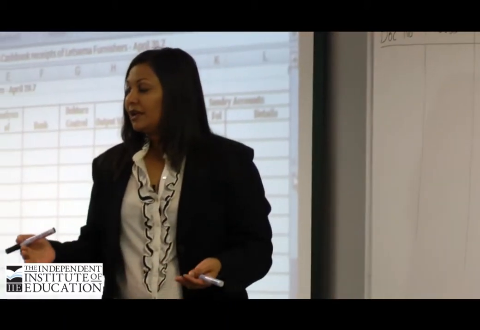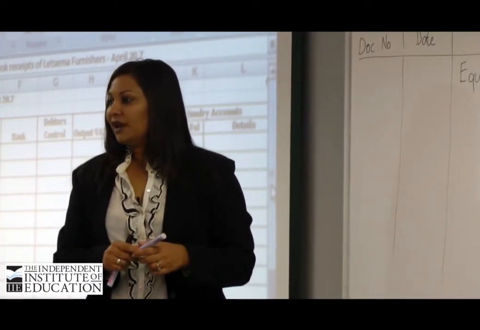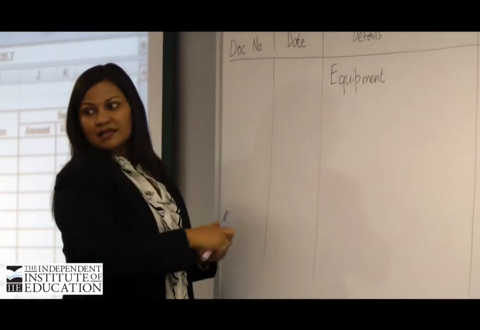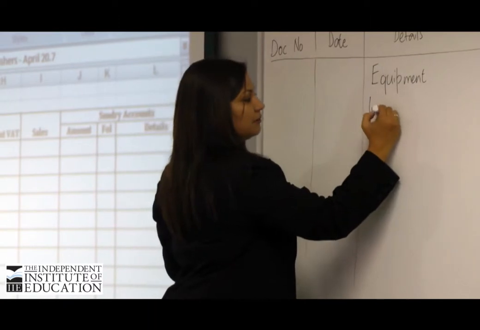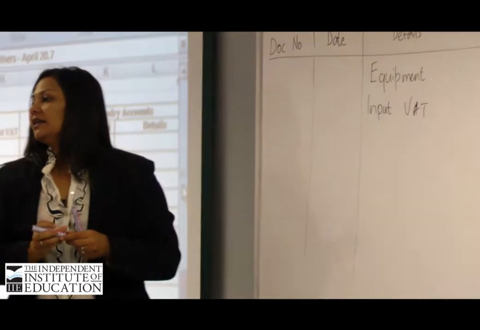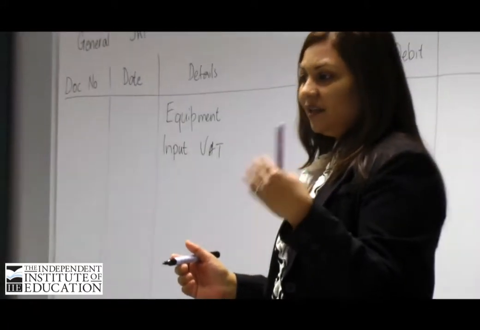Now they say that we can claim the VAT back, so what type of VAT will it be? Input VAT. And what do we do with input VAT? We always debit. So we have another debit entry, and we're going to have input VAT. Correct. Now we've got our debits, and what is the amount of the computer? 3,000. Is that including VAT or excluding VAT? So we're going to have to calculate what the VAT exclusive amount is.